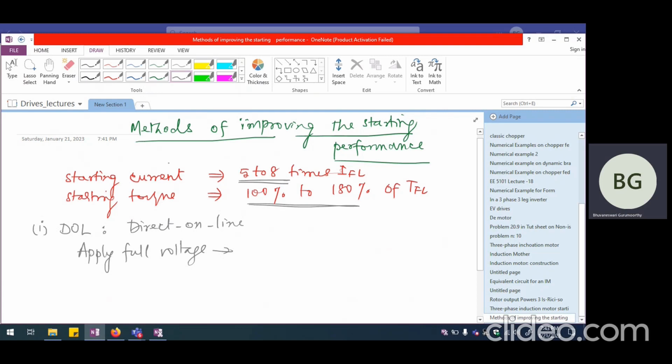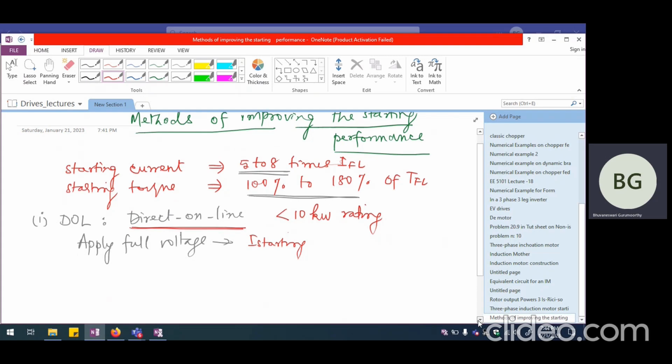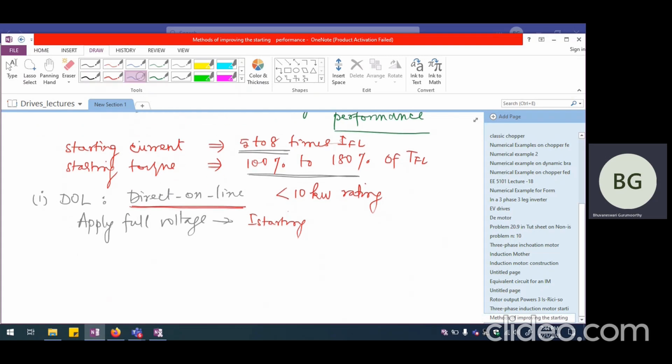So this is allowed only if the starting current drawn is not too high. This is generally used only in motors which are less than 10 kilowatt rating. If the motor is greater than 10 kilowatt rating, direct online starting is generally prohibited. It is not allowed by the power systems authorities, because you look at it this way.